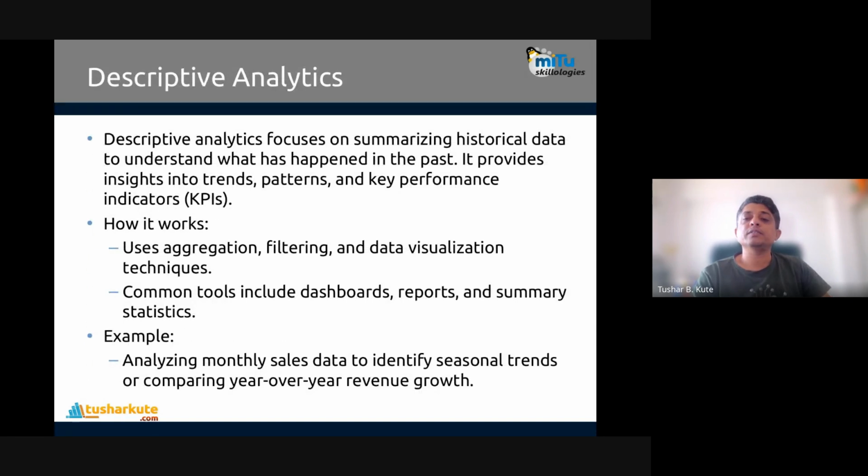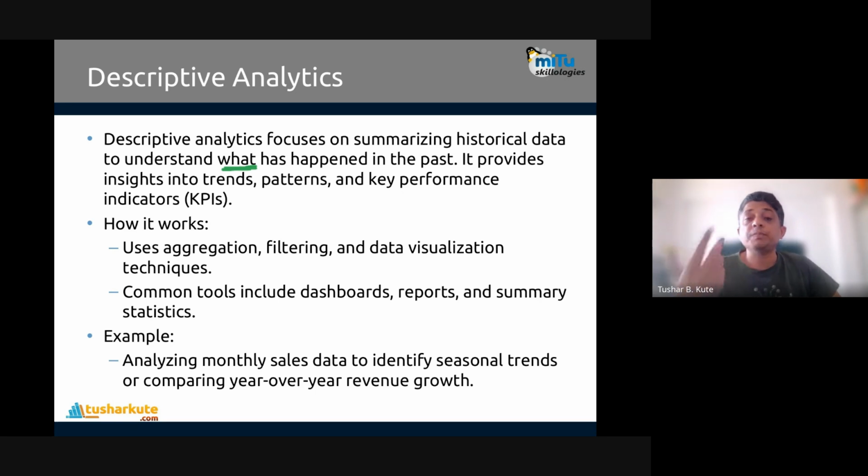See the first one, descriptive analytics. The first analytical method, which I mentioned in the previous session also. Descriptive analytics focuses on summarizing historical data to understand what has happened in the past. This term is important: what exactly has happened in the past that I want to find. The general analytical methods that we have seen are basically focused on this part. What has happened in the past?